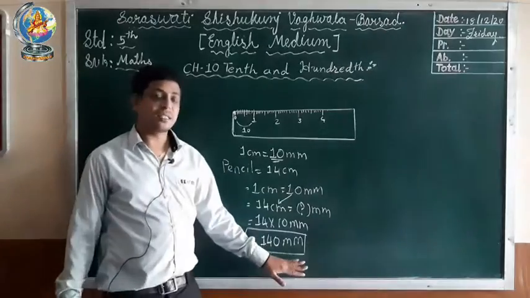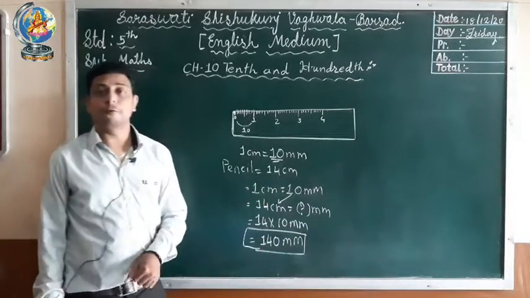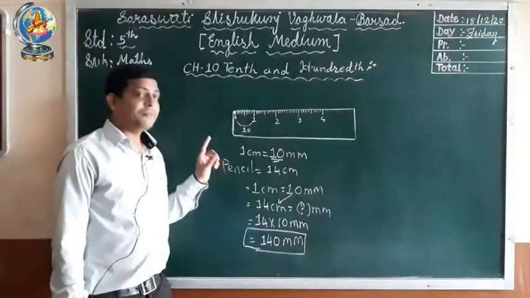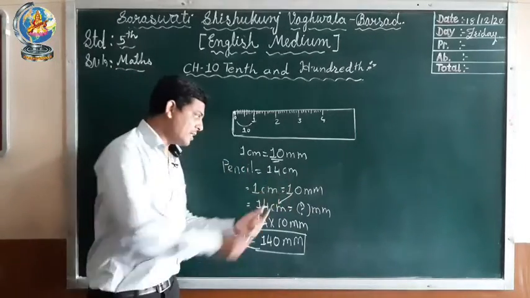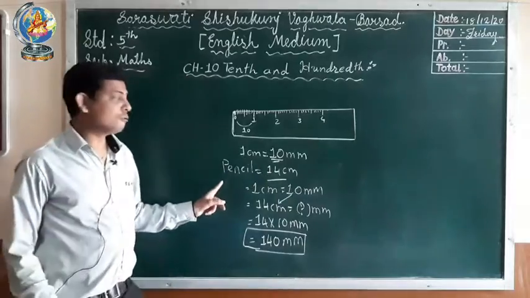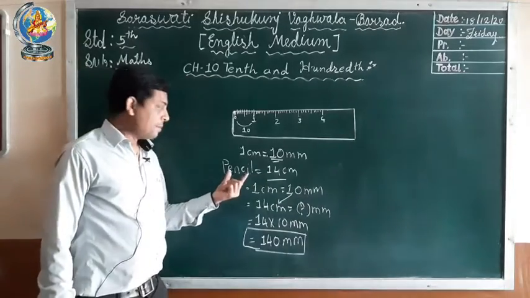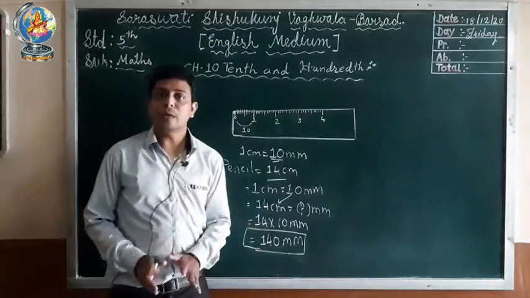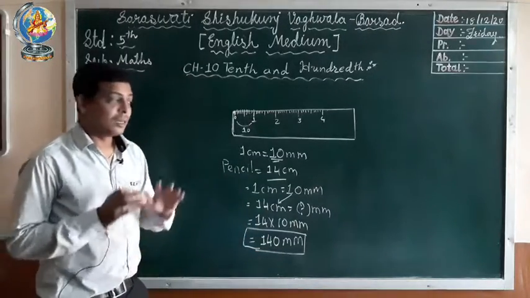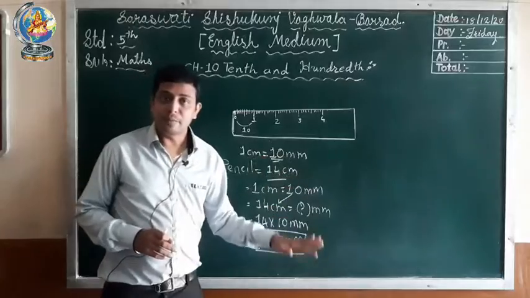140 is the answer in millimeter or 14 centimeter. So if I want to measure the pencil in centimeter, then I get 14 centimeter. And if I want to measure the size of the pencil in millimeter, then I get 140. So I hope you understood how to convert centimeter into millimeter.